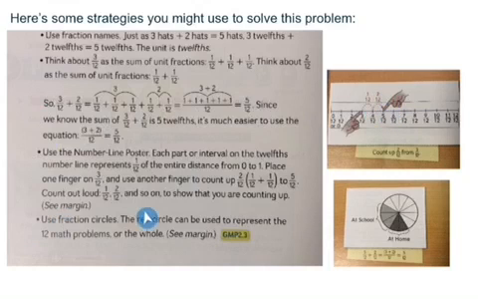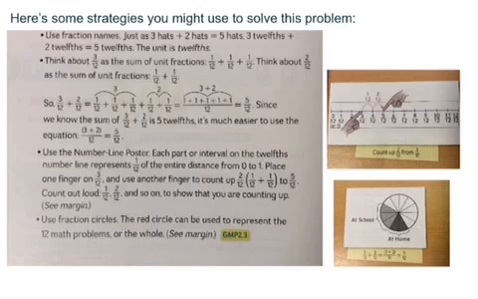Or I could even use fraction circles. So the red circle can be used to represent the 12 math problems, or the whole. And then I've got these 2 that were done at home and these 3 that were done at school. So altogether I have 5 out of the total of 12. 5/12, right? Okay. So those are some strategies you could use.